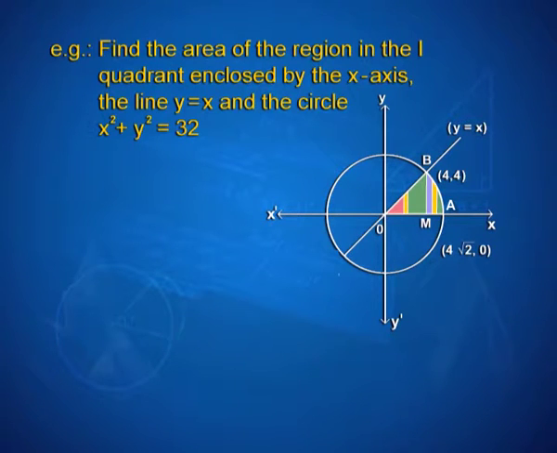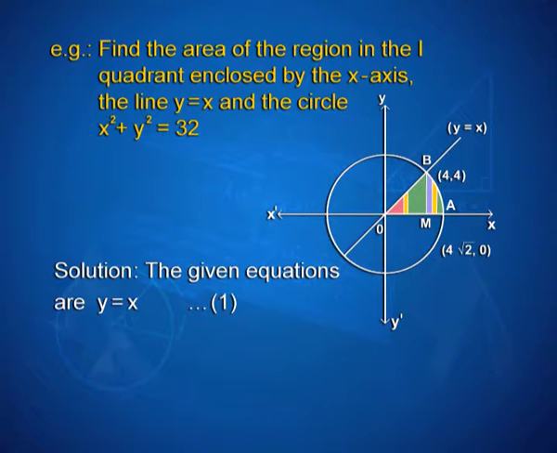Now, let us look into one more example. Find the area of the region in the first quadrant enclosed by the x axis, the line y is equal to x and the circle x square plus y square is equal to 32. For the solution, the given equations are y is equal to x as the first equation and x square plus y square is equal to 32 as the second equation. We have in the figure a circle with x axis and y axis and a line y is equal to x. We also have vertex A as 4 root 2 comma 0 and B as 4 comma 4.